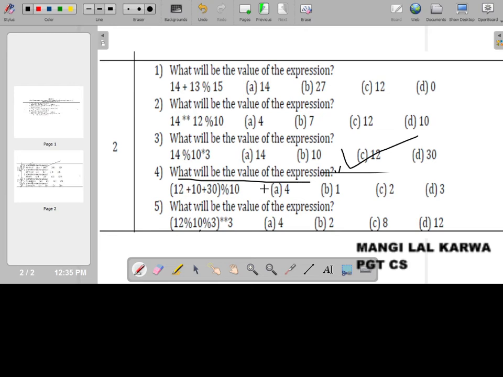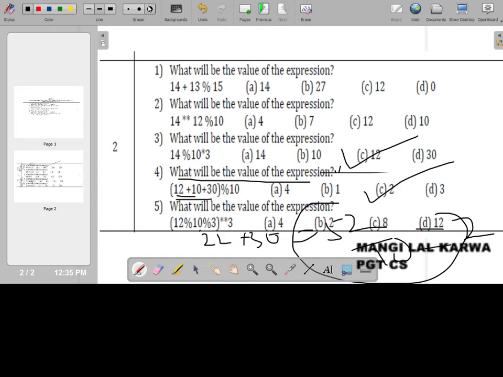What will be the value of the expression? So bracket is having higher precedence, so 12 plus 10, 22 plus 30, that is 52. 52 divided by 10, the remainder is 2, so answer will be 2.